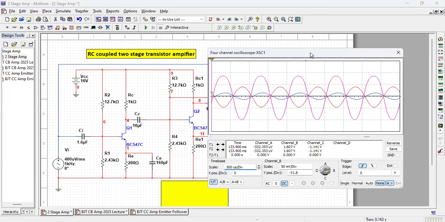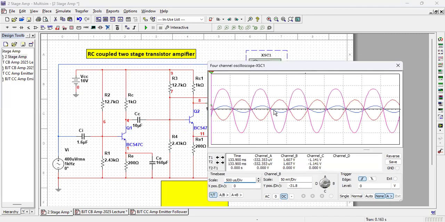This blue line is the input, whose scale is 2 millivolt per division. So it is very, very small. It is 0 to maybe 0.6 millivolt or 0.7 millivolt, right?